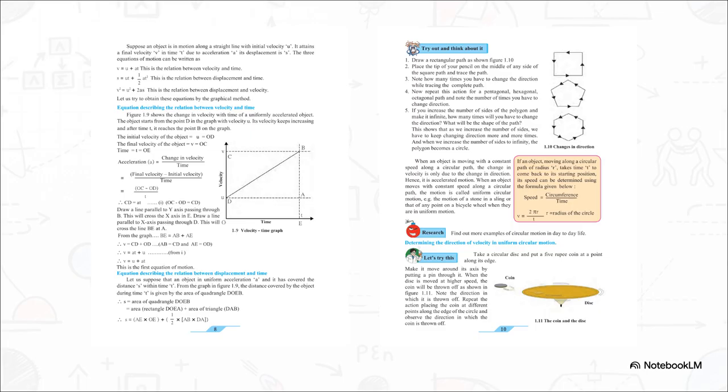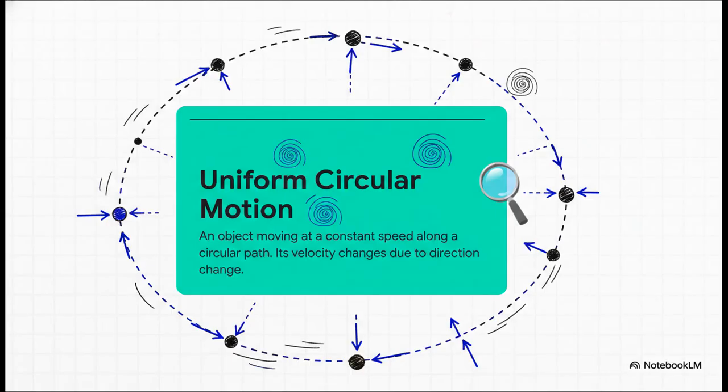But on the right, imagine you're walking along a path and you keep adding more and more corners. Eventually, that path becomes a perfect circle. You're not speeding up, but you are constantly turning. And this leads to a really key and sometimes tricky idea.